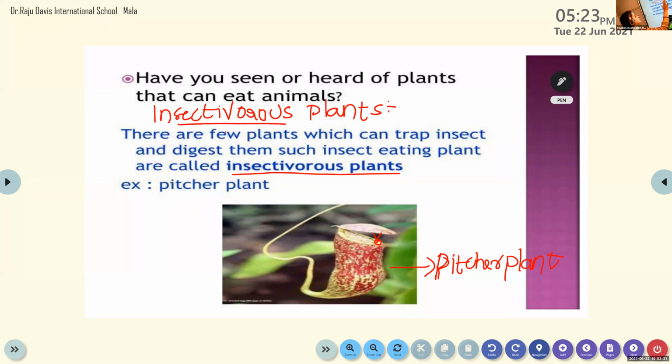What do you mean by insectivorous plants? There are few plants which can trap insects and digest them. Such insect-eating plants are called insectivorous plants. As its name implies, insectivorous plants are those plants which are capable of eating insects. An example is the pitcher plant.